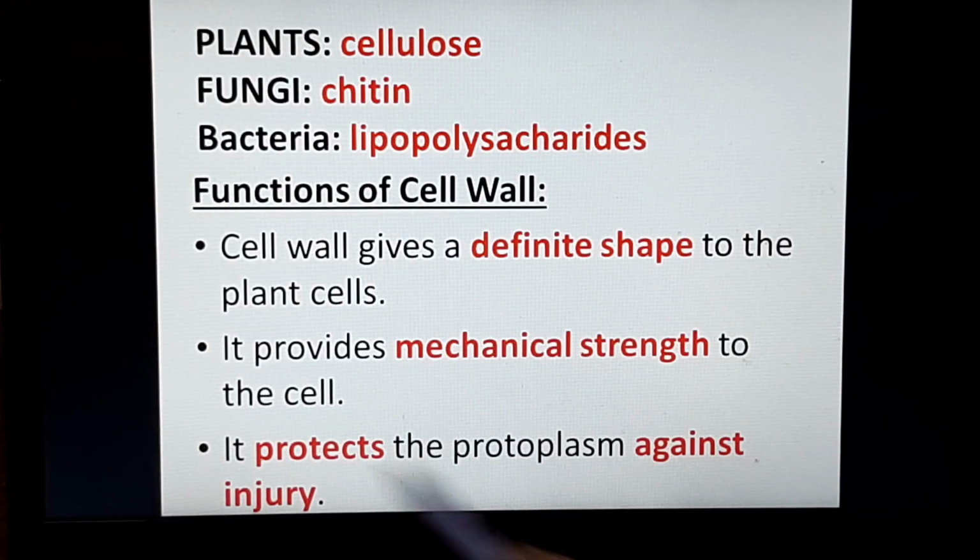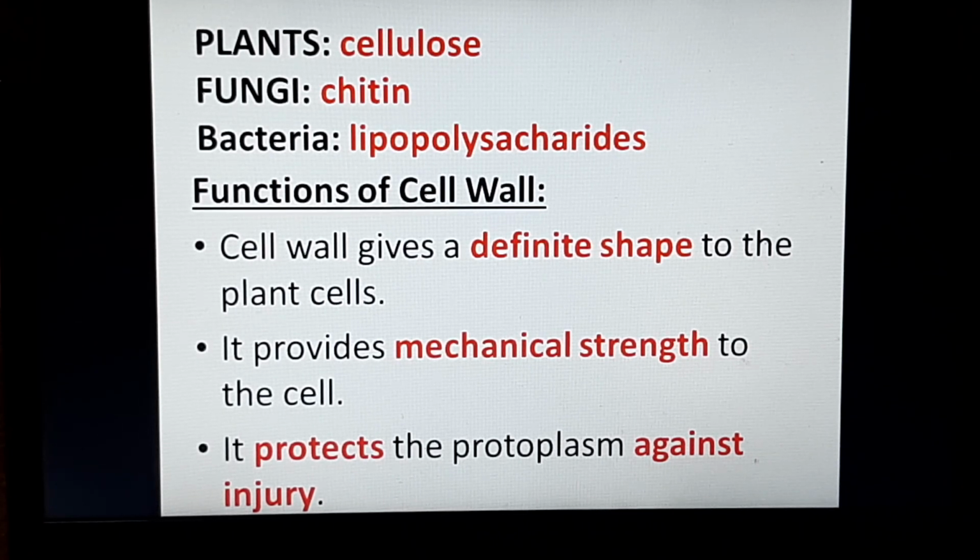In the functions of the cell wall, you have to mention that the cell wall gives definite shape to the cells, it provides mechanical strength to the cells and it protects the cell against injuries.